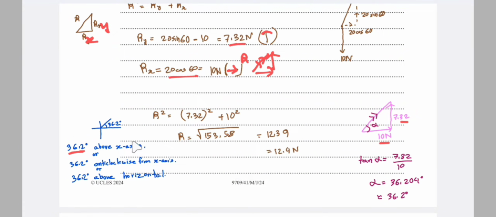So you have to write any one of these three for your answer, to state the direction. That is 36.2 degrees above the x-axis, or above the horizontal, or anticlockwise from the x-axis. So this direction is anticlockwise.